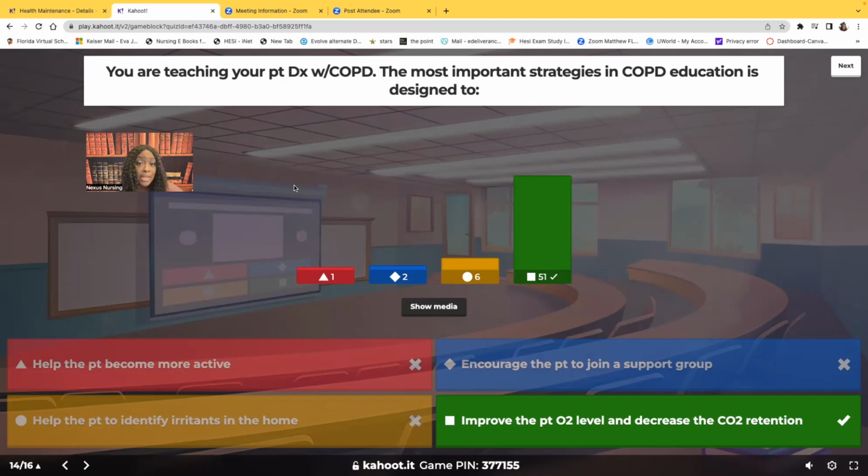Now, helping them become more active, encouraging them to join a support group, helping them to identify triggers in the home. All of those are important things we want to do, but the key in this question was the most important, which means if we can only choose one thing, what is that one thing that's most important for us to do? And it's really to increase their oxygenation and decrease the CO2 level.